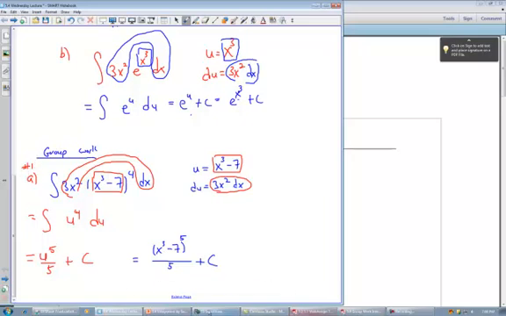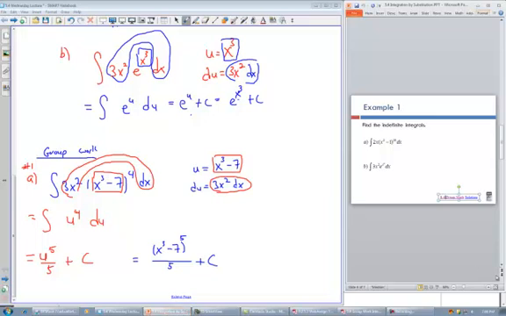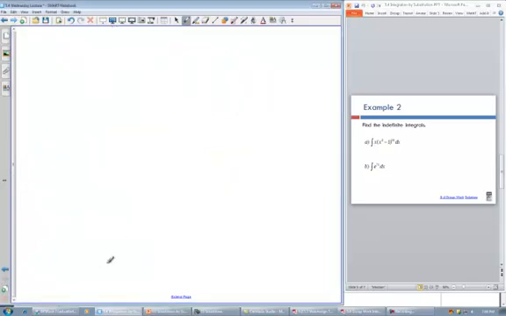Okay, and so the next thing we want to talk about, next example, let's look at this next set. They're a little bit different. On example 2, let's see how they're different. Part A, I have the integral of x times (x squared minus 1) to the 10th dx. I'm going to use integration by substitution.